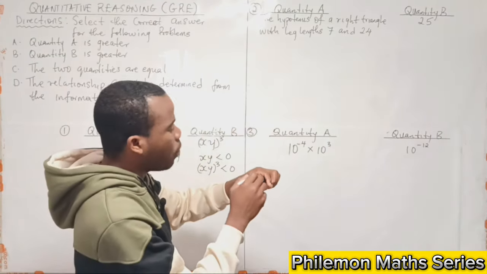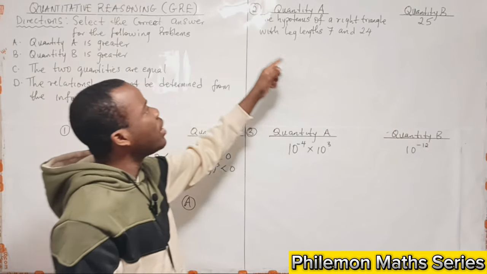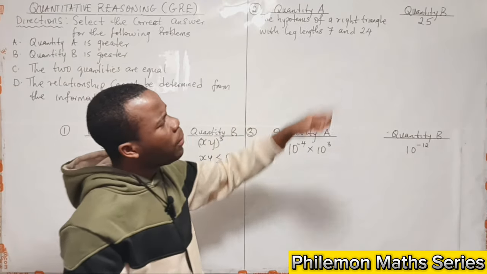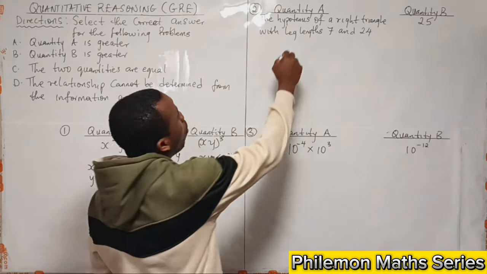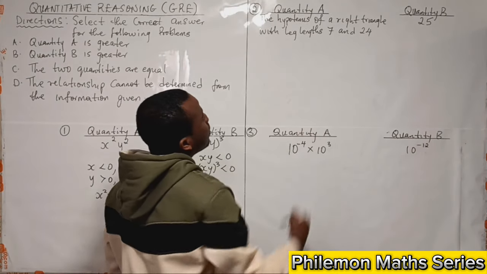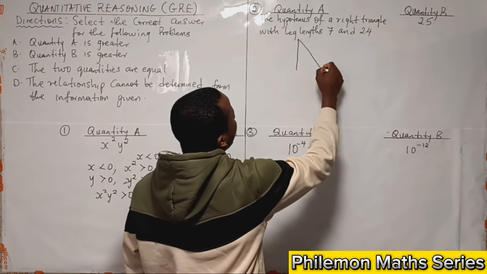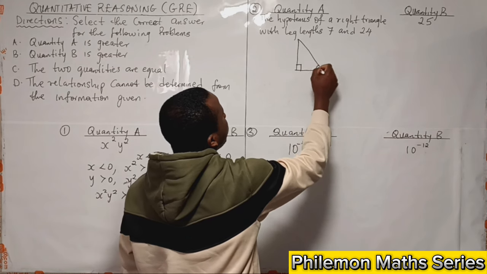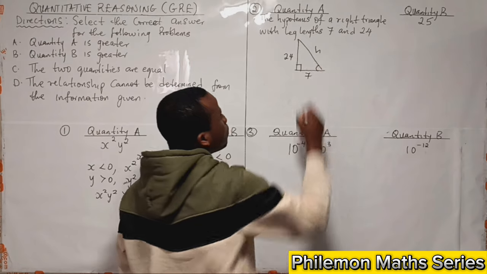For the next problem, we have that quantity A is the hypotenuse of a right triangle with leg lengths 7 and 24, and quantity B is 25. So for us to get the hypotenuse in quantity A, we'll use Pythagoras theorem, since we are told it's a right triangle. And if the legs are 24 and 7, what will h be?